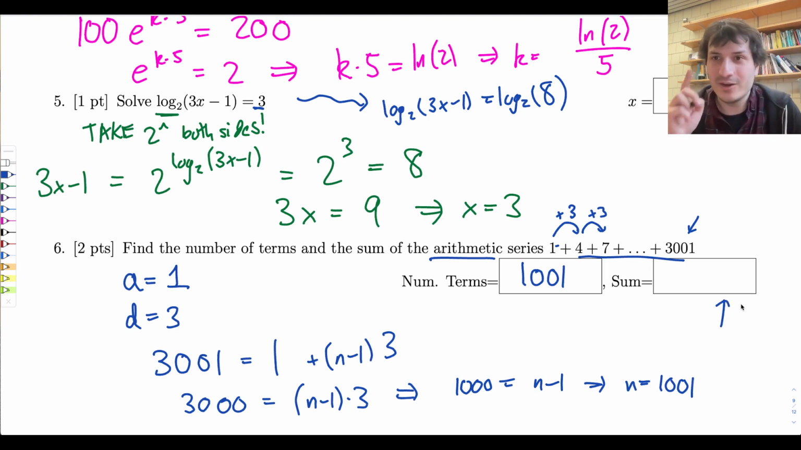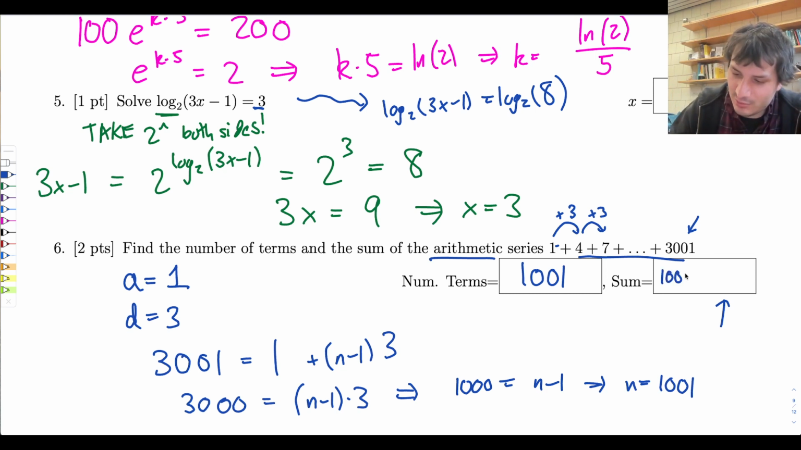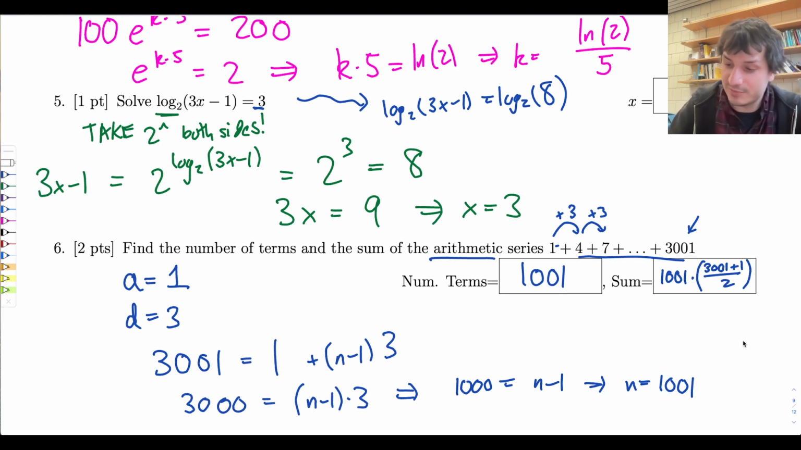People got very confused by the sum. So the sum was really poorly done and was almost as badly done as question 2 on the exam. The way I would do it, and this is the way I tried to show in the videos and in class, is the average of the first and the last term times the number of terms. So if you had written 1001 times (3001 plus 1) divided by 2, that is perfectly correct. That's the average of the first and last term times the number of terms.